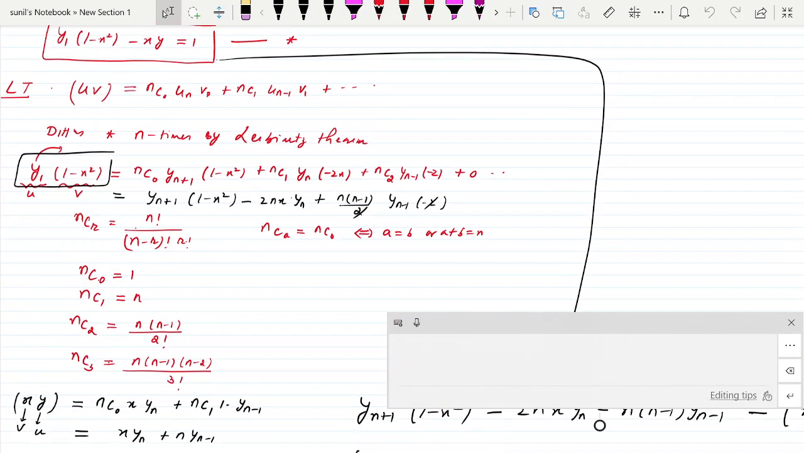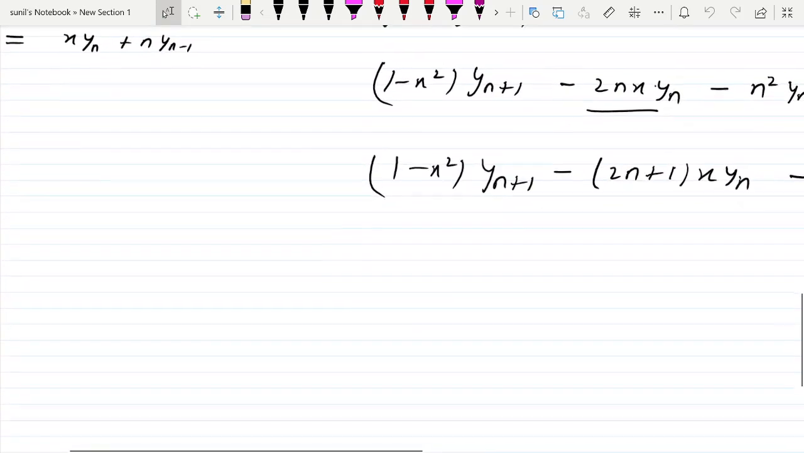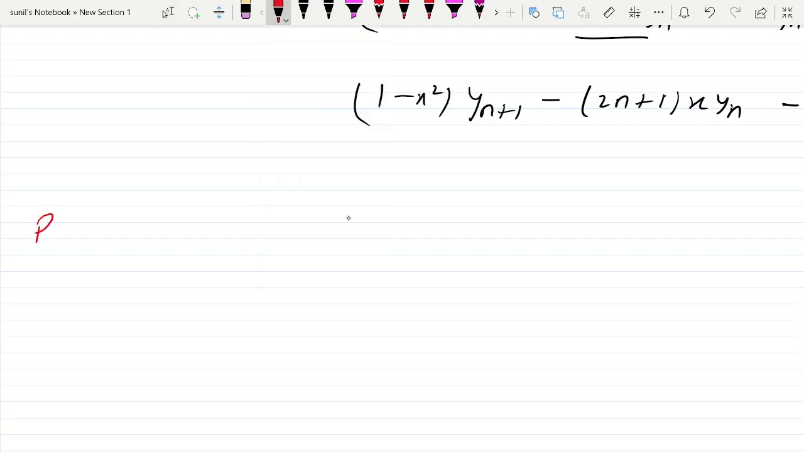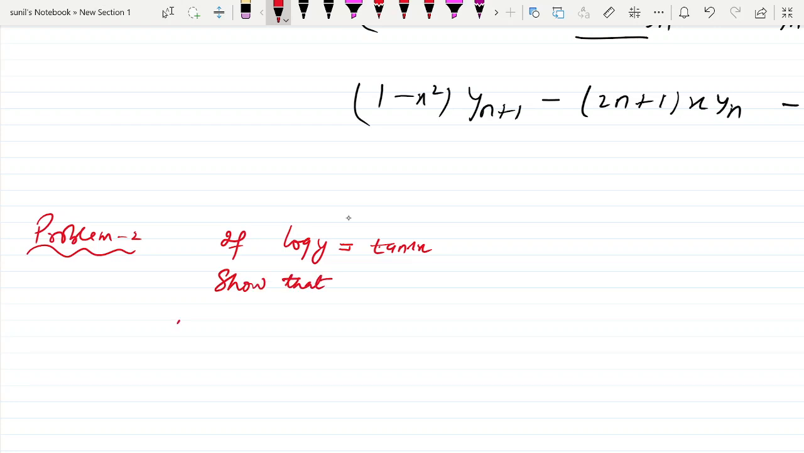Now we have another question based on this Leibniz theorem. Now see how we are going to deal with that question. The question is problem number 2. The question is something like this: if log y is equal to tan inverse x, show that (1 plus x square) yn plus 2 plus 2(n plus 1)(x minus 1) yn plus 1 plus n(n plus 1) yn.